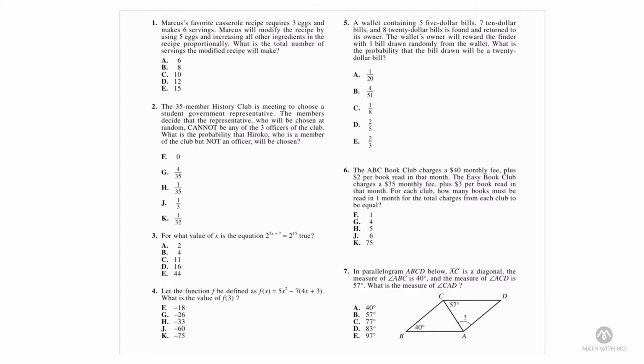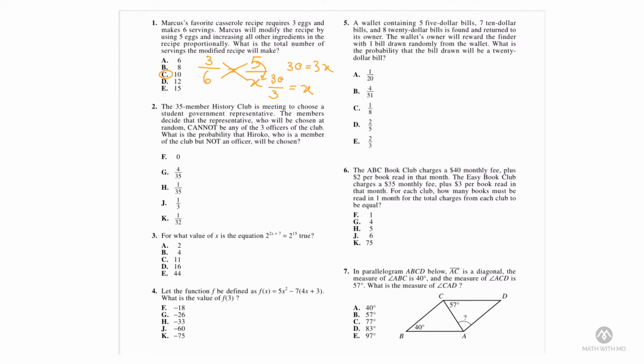Alright, so we know that 3 eggs would make 6 servings. So we put that equal to 5 eggs and how many servings. So basically it's a very simple linear equation, so you can cross multiply. It becomes 6 times 5, 30, equal to 3 times x, which is 3x. From here, x equals 30 divided by 3, which is 10. So 5 eggs make 10 servings.